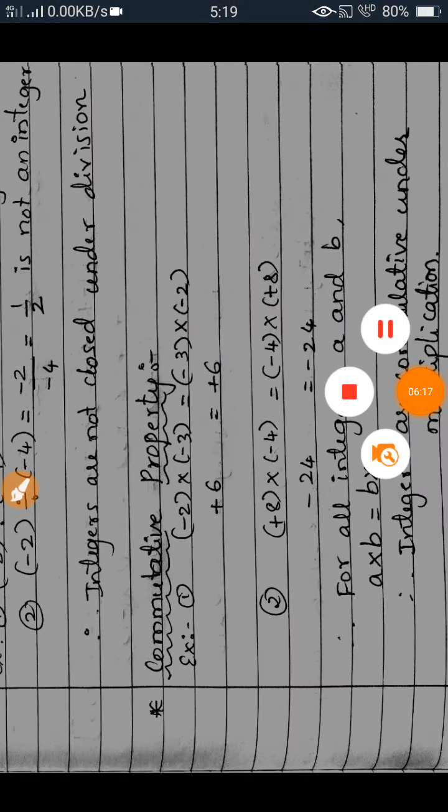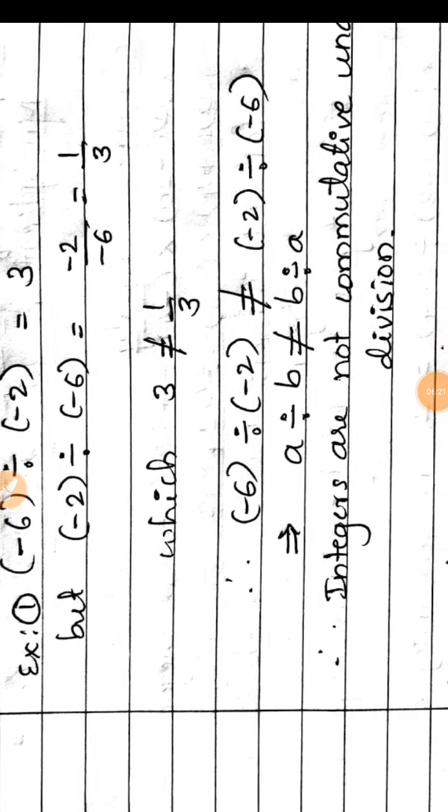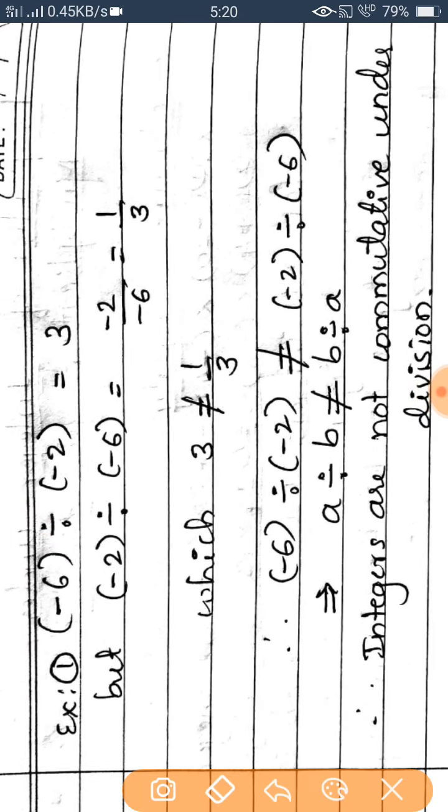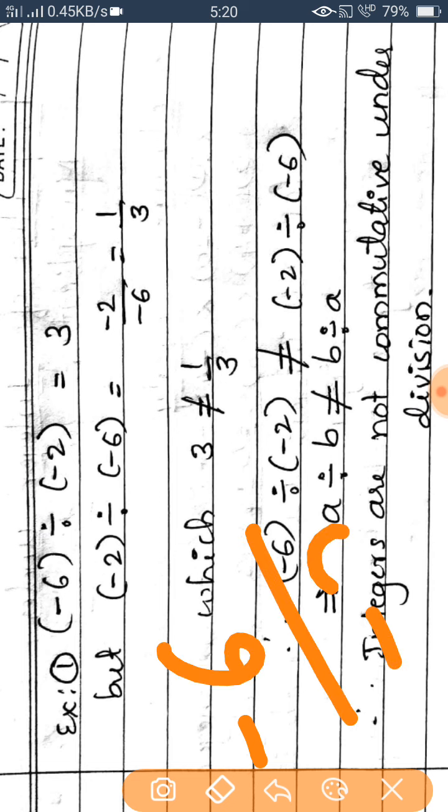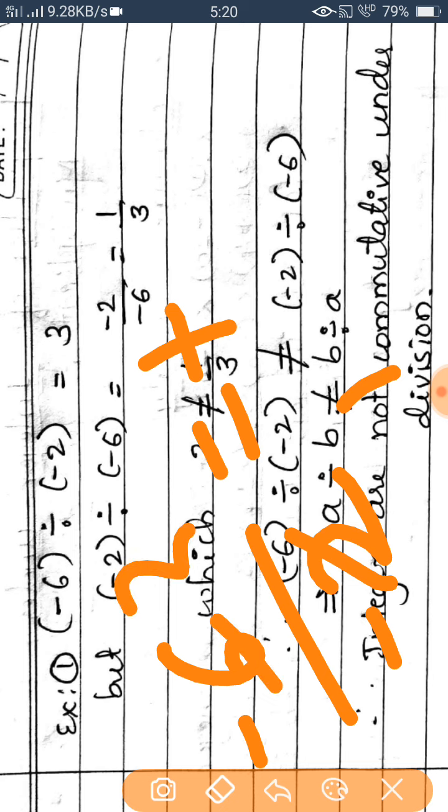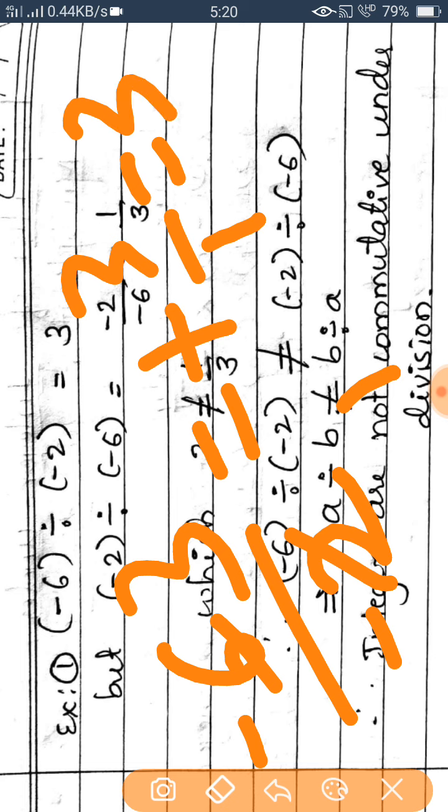Then we go for checking whether division is commutative or not. So see the example for the division test. -6 divided by -2. Minus of minus plus only, 2 ones are 2, 3s are 6, so 6 divided by 2 means 3 by 1, which is nothing but 3 itself. The remainder is 0, that's why it is 3.